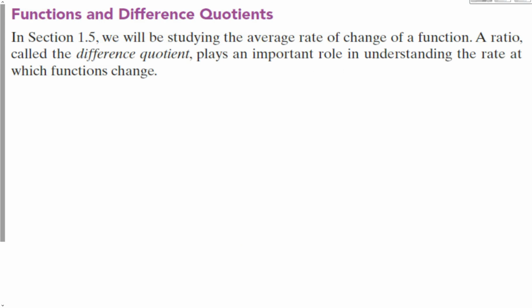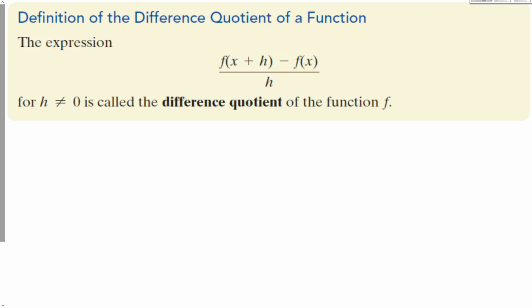In section 1.5, we're going to start studying average rates of change of functions. There is a ratio called the difference quotient, and this is going to play an important role in understanding the rate at which functions change. The difference quotient can be calculated using this formula: the expression f(x plus h) minus f(x) all over h, for h not equal to 0, is called the difference quotient of the function f.